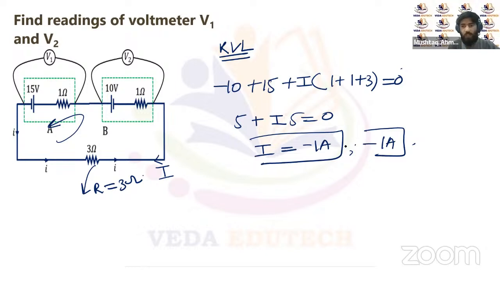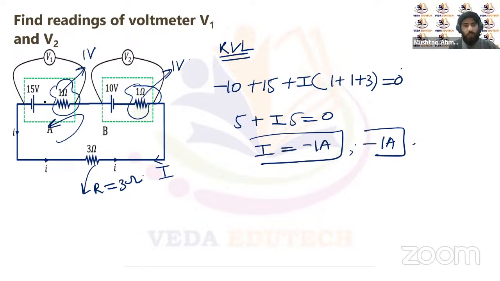It means that if 1 ampere of current is flowing, we will have a potential drop of 1 volt across this resistor, and a potential drop of 1 volt across this internal resistor as well. So we have to find the values V1 and V2.